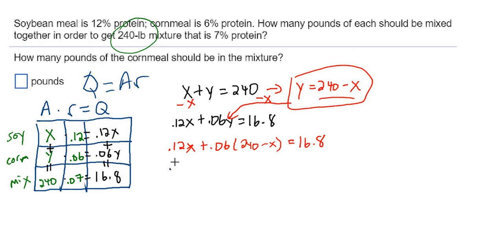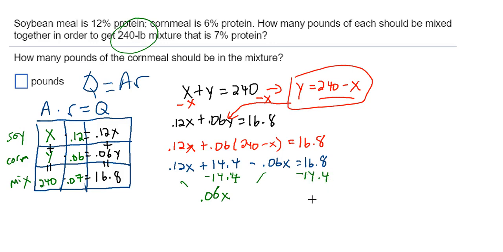Then we solve this for X, so we get 0.12X plus 0.06 times 240, which is 14.4, minus 0.06X equals 16.8. We'll combine our like terms, so we get 0.06X, and we'll subtract the 14.4 to the other side, and we'll get 0.06X is equal to 2.4.